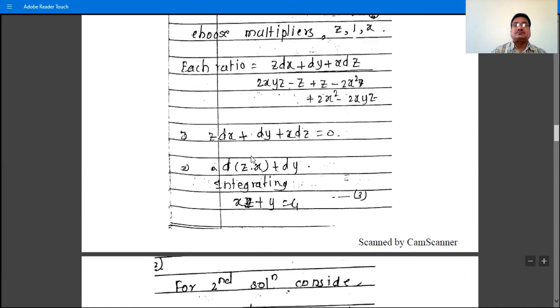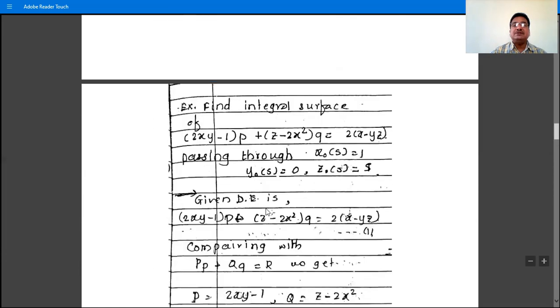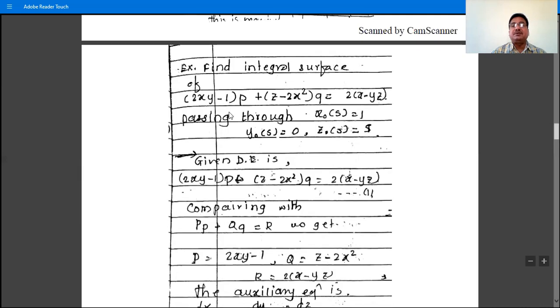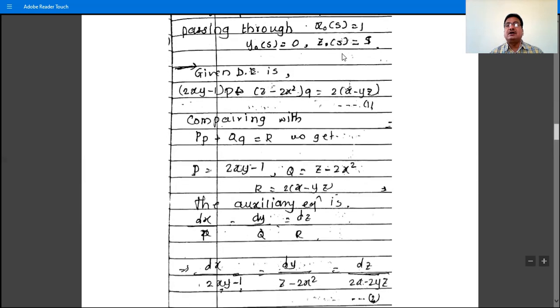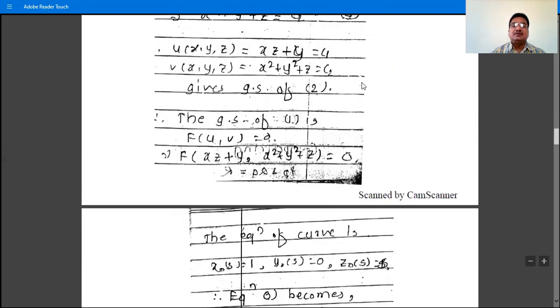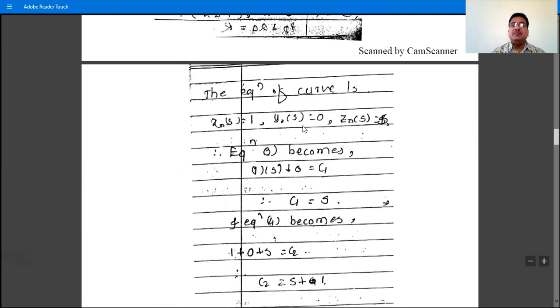This general solution means this is the integral surface of this Cauchy linear differential equation. Now we have to find the integral surface passing through this curve: x0(s) is 1, y0(s) is 0, and z0(s) is s. That is, substitute x as 1, y as 0, and z as s in equations number 3 and 4, to find the curve.